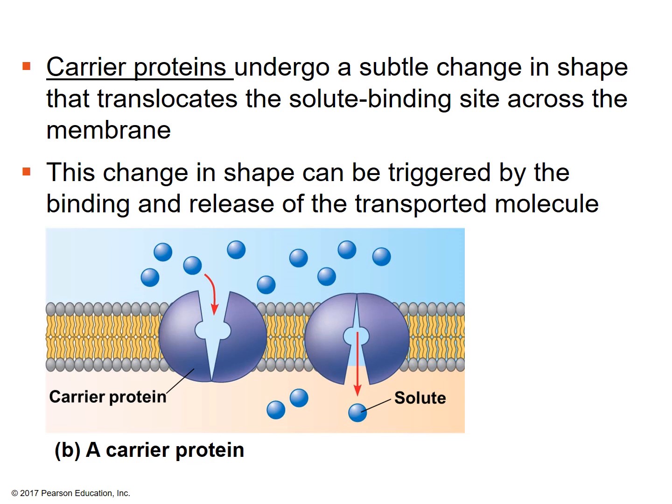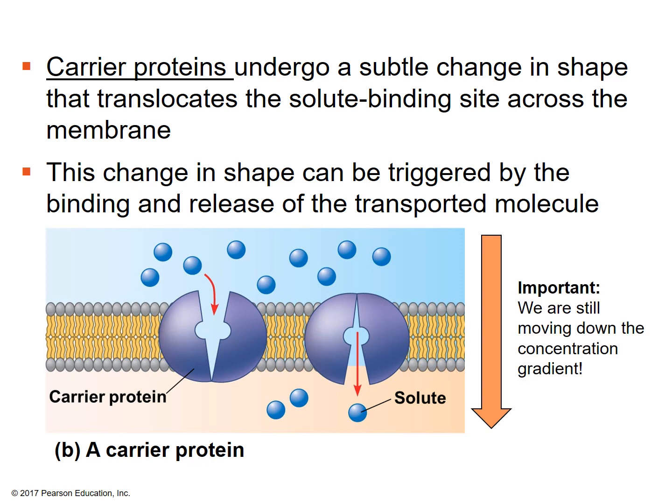Carrier proteins can have subtle changes in shape. These allow the protein to take up from one side and dump it on the other. This is a little different from a channel protein, which simply provides that electrophilic or otherwise perhaps charged space to facilitate diffusion. These actually have a mechanical movement. Please note, though, that we are still moving down the concentration gradient, and so you do not have to expend any energy in order to do this.